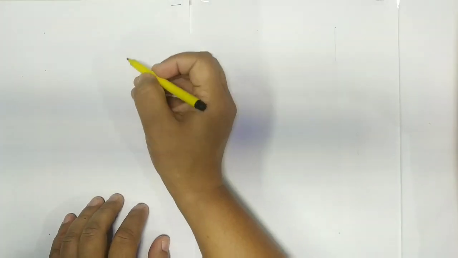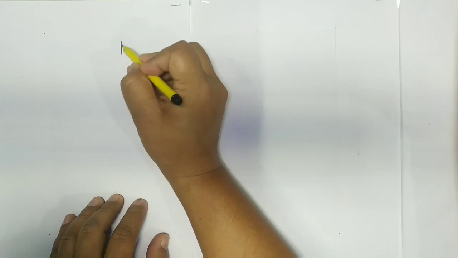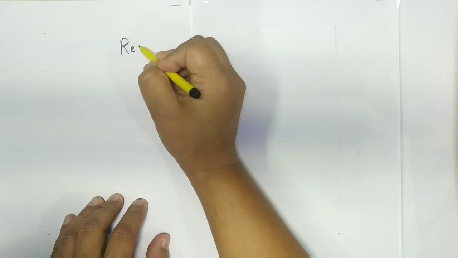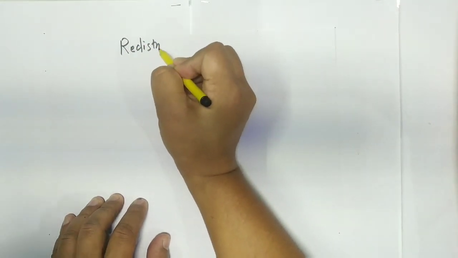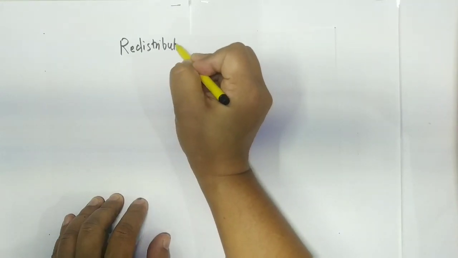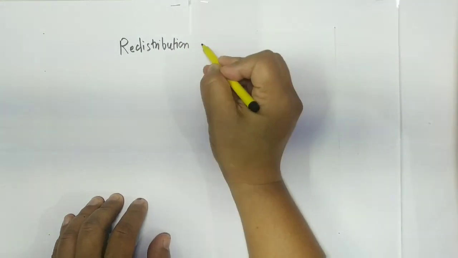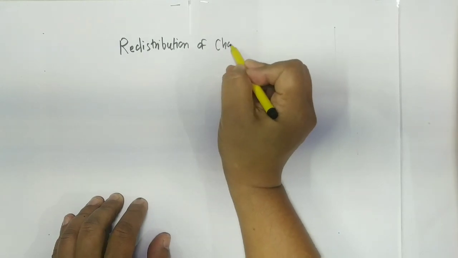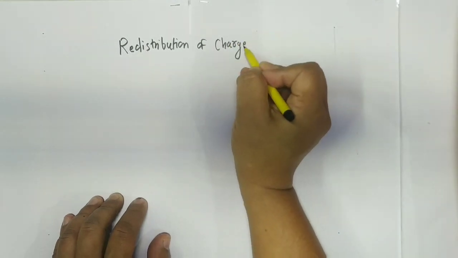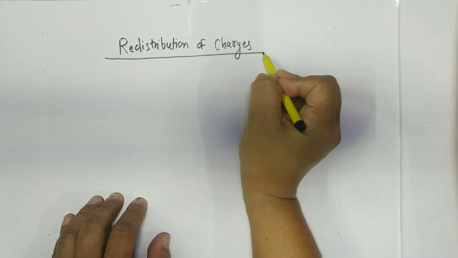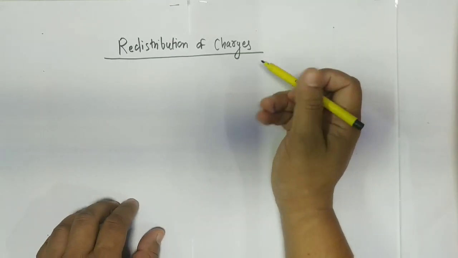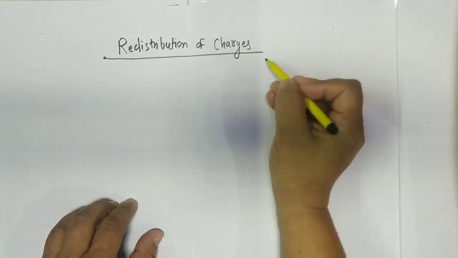Discuss first two things. One is redistribution of charges and loss of energy. So first of all, we'll discuss redistribution of charges. What does it mean by redistribution? Redistribution of charges is when the charges start sharing with one another, and then the redistribution takes place.